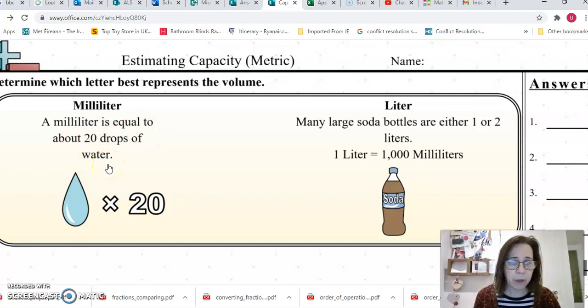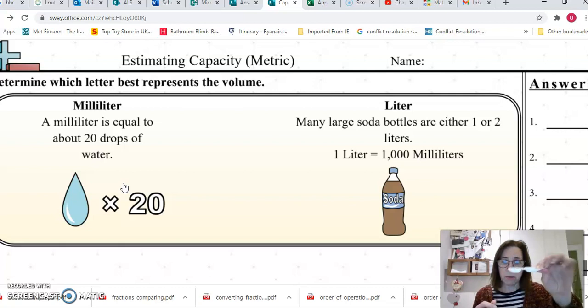All right, now 20 drops gives you a milliliter. I don't know if you can see this little spoon. This is what we call in my house a Calpol spoon. Okay. On this side, the big side, that holds 5 milliliters, and this side here, the smaller one, that holds 2.5 milliliters. Okay, so if it takes 20 drops to make 1 milliliter, you would fit 50 drops into this little bit here.